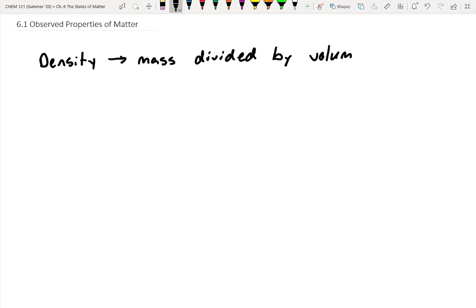So for example, a lead ball is going to have really high density compared to an equal volume of styrofoam. It's something we encounter pretty regularly in our day-to-day life, but we can do this for every state of matter, solid, liquid, or gas. So that's one of them.